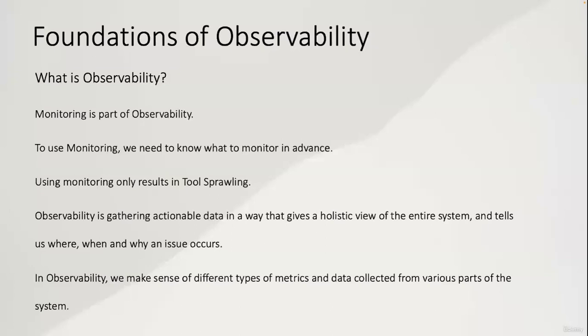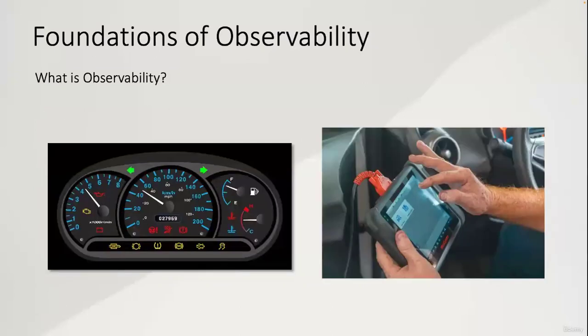But observability is not about just collecting, it is also about gathering actionable data, so that we have a holistic view into the entire system, and we should be able to zero in on the root cause of the issue: where it has happened, why it has happened, when it has happened, and how to take steps so that it will not repeat again. This is observability. So monitoring and observability go hand in hand. They are not alternatives. Monitoring is a part of observability.